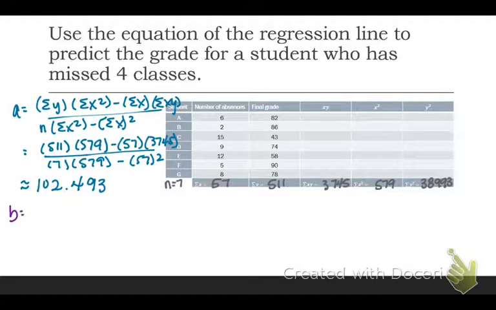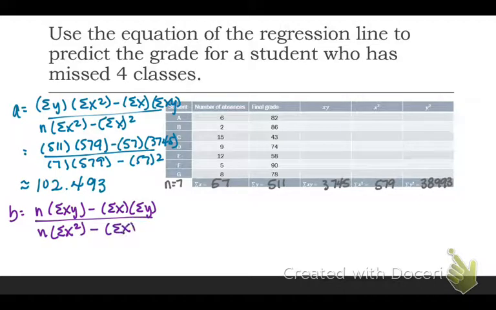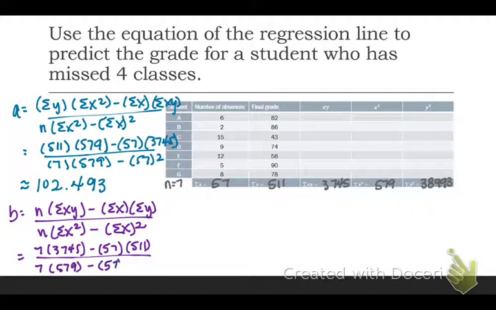So then letter B, writing our formula, n times the sum of xy minus the sum of x times the sum of y, all of that over n times the sum of x squared minus the sum of x quantity squared. Plug in all of our pieces with 7, 3,745 minus 57 times 511 over 7 times 579 minus 57 squared. I'm going to type this in my calculator really fast so we can get our answer, and we should get a negative 3.622.